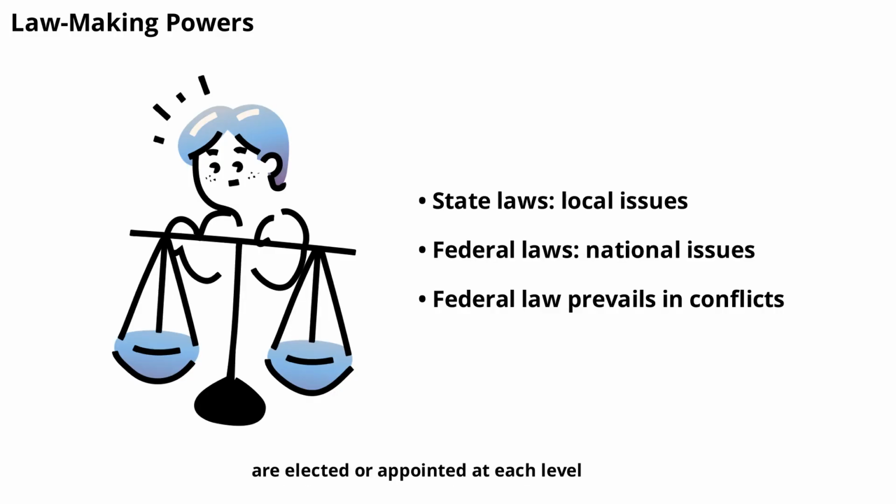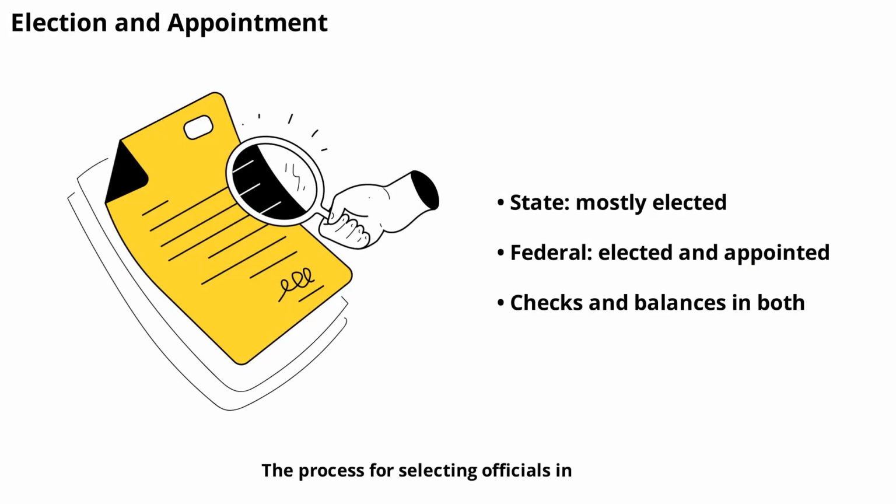Let's move on to see how officials are elected or appointed at each level. The process for selecting officials in state and federal offices can differ. Most state officials, like governors and legislators, are elected by the people of that state. Some state positions, such as judges or department heads, may be appointed by the governor or legislature. At the federal level, the president and members of Congress are elected by voters across the country or within their districts. Federal judges and agency heads are usually appointed by the president and confirmed by the Senate. This system ensures a mix of direct democracy and checks and balances.